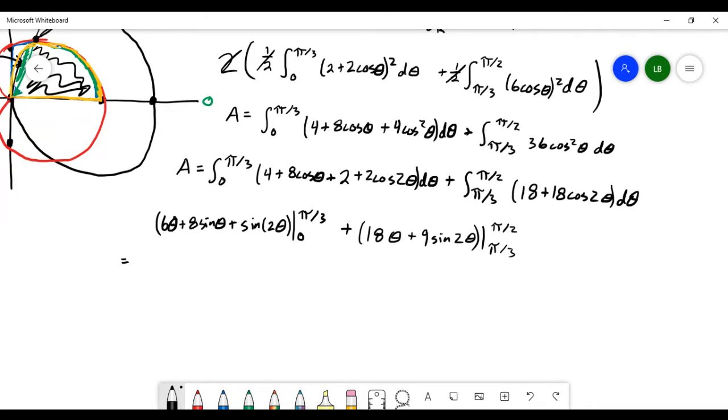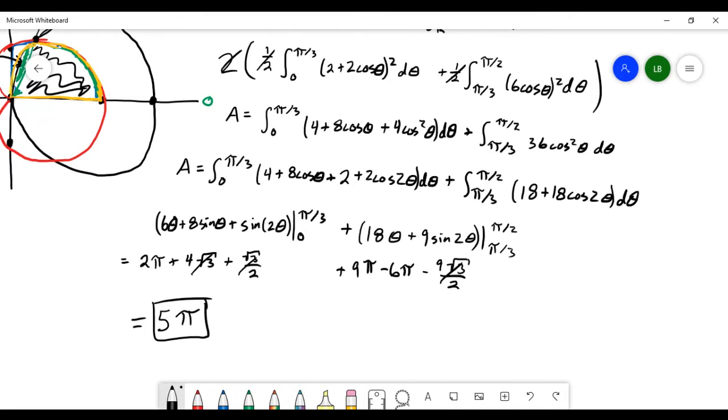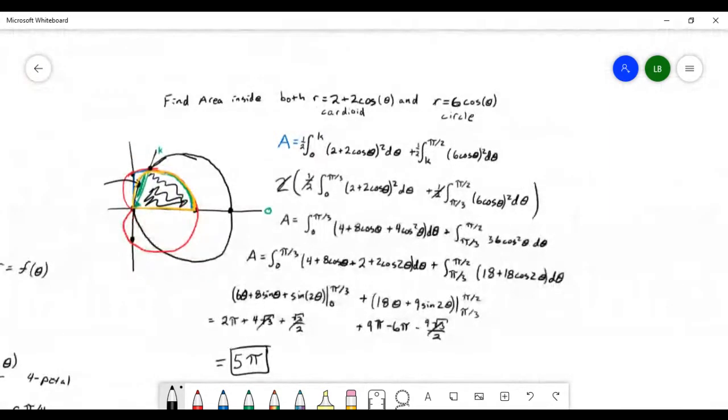Now we just plug in our numbers. We get 2 pi plus 4 square root 3 plus square root 3 over 2. Then we get plus 9 pi minus 6 pi minus 9 root 3 over 2. And when we add everything up, 4 root 3 plus root 3 over 2 is 9 root 3 over 2, and that cancels perfectly with this 9 root 3 over 2 over here. So you have 9 pi minus 6 pi is 3 pi, plus 2 pi gives us 5 pi as an answer. That would be the area inside both of these functions, r equals 2 plus 2 cosine theta, and r equals 6 cosine theta. Any questions?